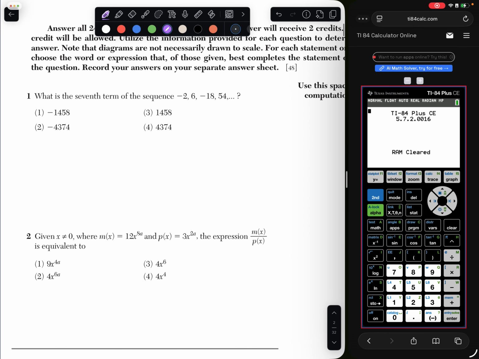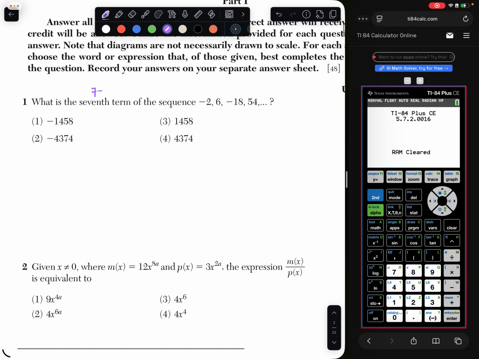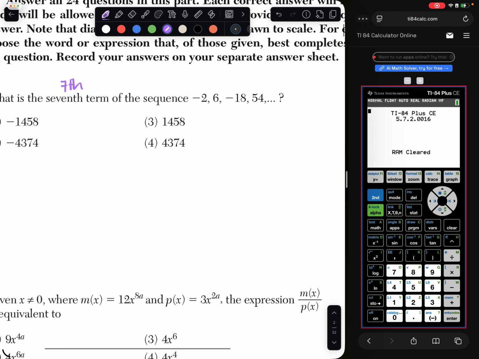Alright, number 1. What is the 7th term in the sequence -2, 6, -18, 54? First I want to figure out which type of sequence we have. Is it arithmetic or geometric? First I want to check add. This is plus 8 and this is minus 24. It's not consistent here, so let's see if we can find a multiple.